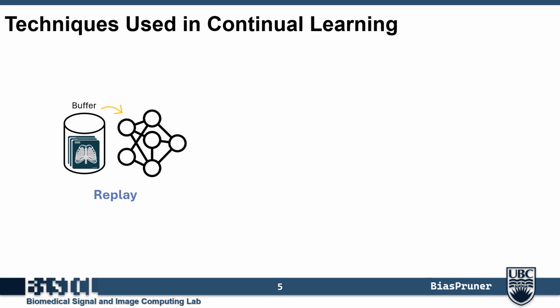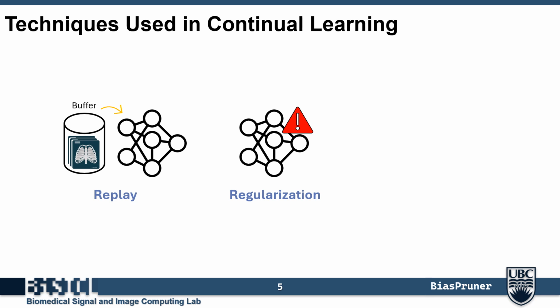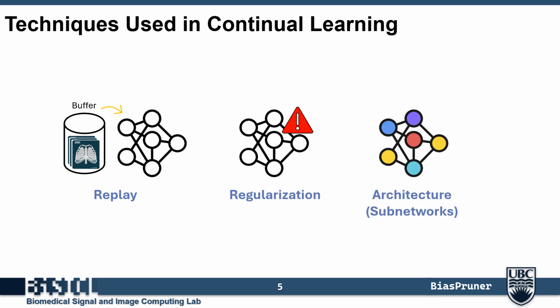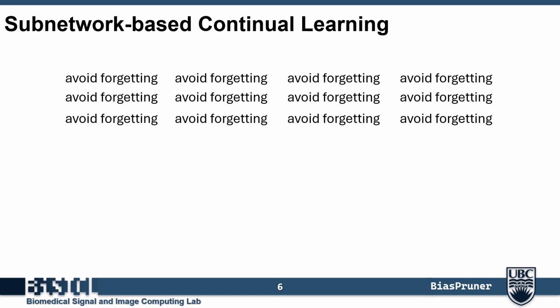There are different techniques used in continual learning. Replay-based methods store and replay old data to help the network remember, but this is not so practical in the medical field due to data privacy issues. Regularization-based techniques penalize network updates that would alter important previous knowledge. And the architecture-based methods, specifically subnetworks, dedicate specific parts of the network to each task to avoid knowledge interference. However, most of these existing continual learning methods only focus on minimizing forgetting.